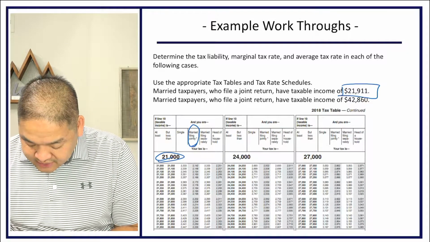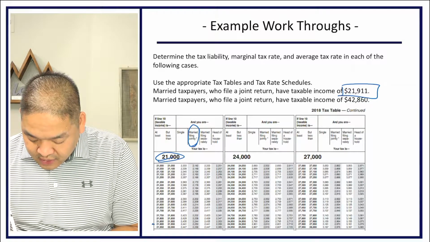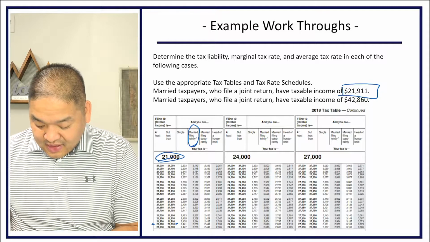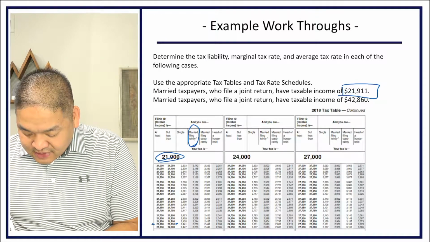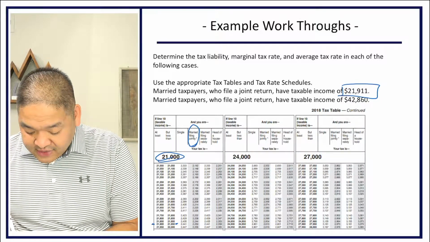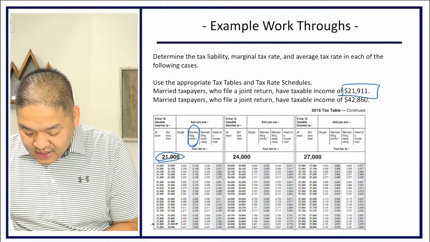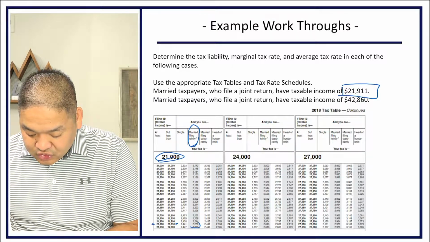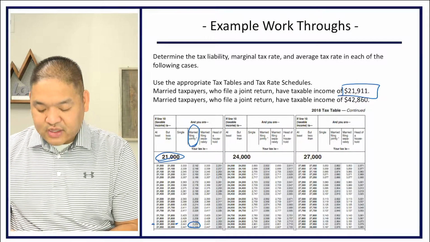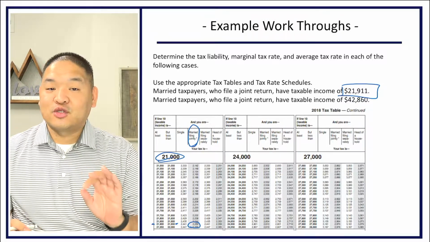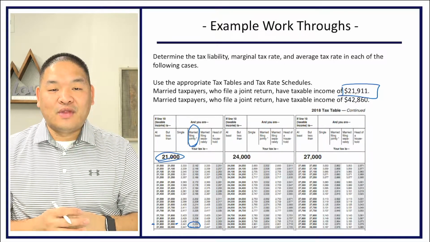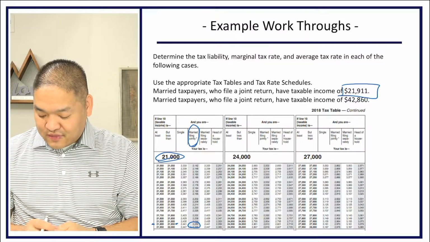21,911. So 21,911 would be right here. And again, it's tiny, and I get that. So 21,911 would be between 21,900 and 21,950. And then we go to the second column and we get $2,250. I know it's small, but you can pull these tables if you like. I'll put those underneath the video here.